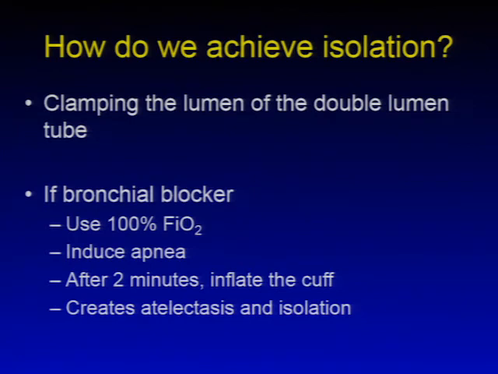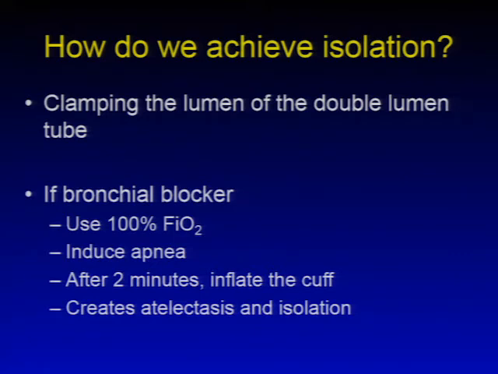So how do we achieve isolation? As I said before, we would clamp one of the lumens of the double lumen tube. If we're using a bronchial blocker in order to achieve isolation, we would initially ventilate double lung ventilation with 100% oxygen. And then we would induce apnea. This is what I would generally recommend. After 2 minutes of apnea, I would subsequently inflate the cuff of the bronchial blocker.